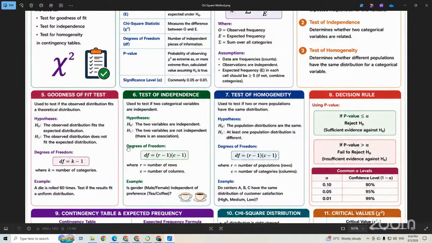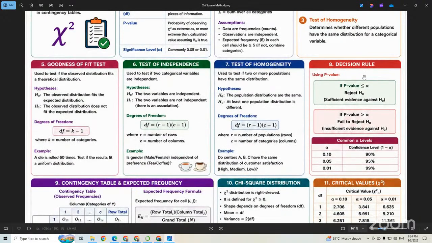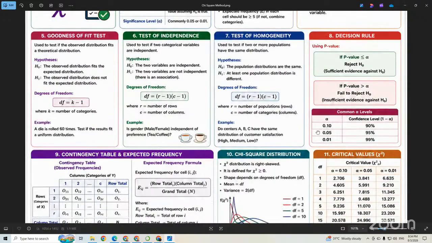Then you need to decide which type of test you will apply according to the problem. The decision rule for each test will remain the same. You can see the decision rule which we applied for the previous one, the same is here. If p value is less than or equal to alpha, reject H0, sufficient evidence against H0. If p value is greater than alpha, fail to reject H0, insufficient evidence. So these are some common levels you can see.